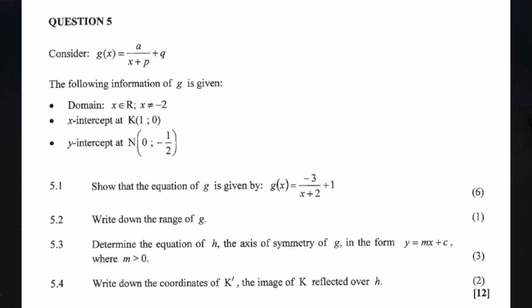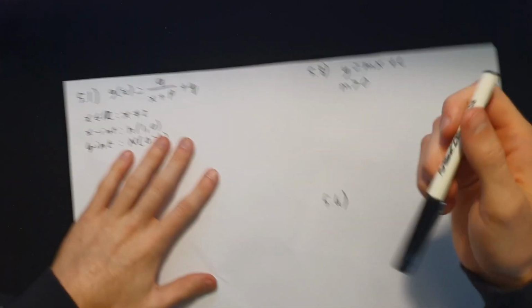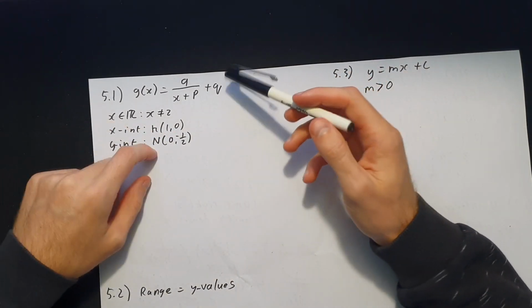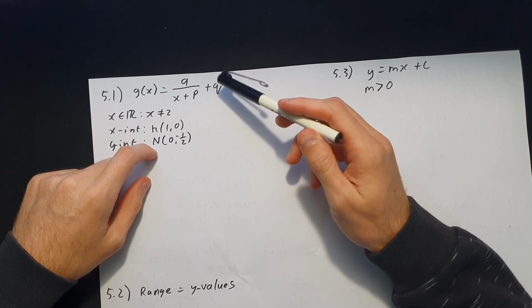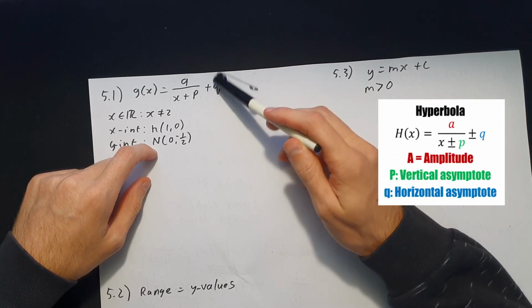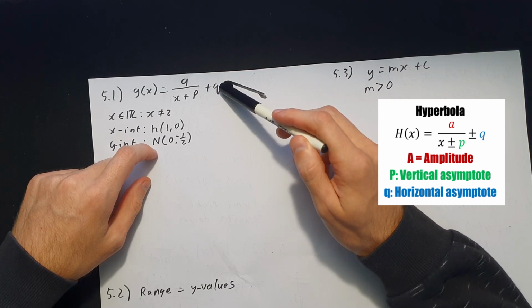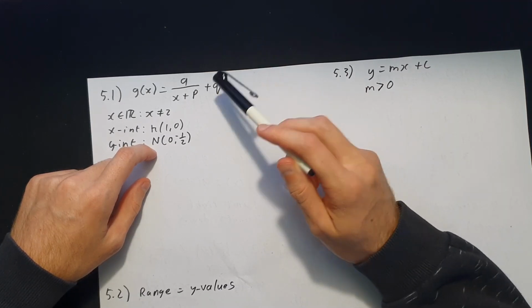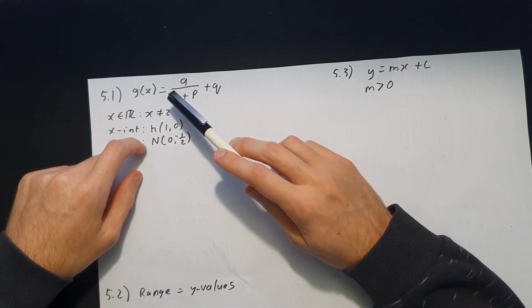Okay, let's have a look at question 5. Question 5 is dealing with a hyperbola. We have the function g of x, which equals a over x plus p, plus q. With these functions, it is important to remember that for a hyperbola, this q number does not represent the y-intercept. That's important. Why? Because x cannot be 0.